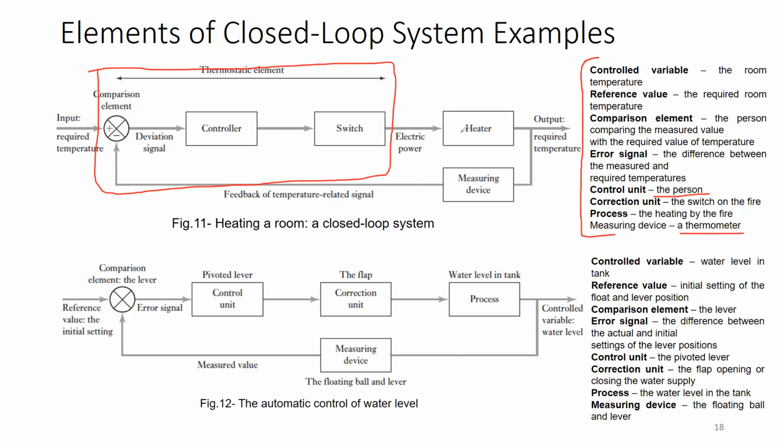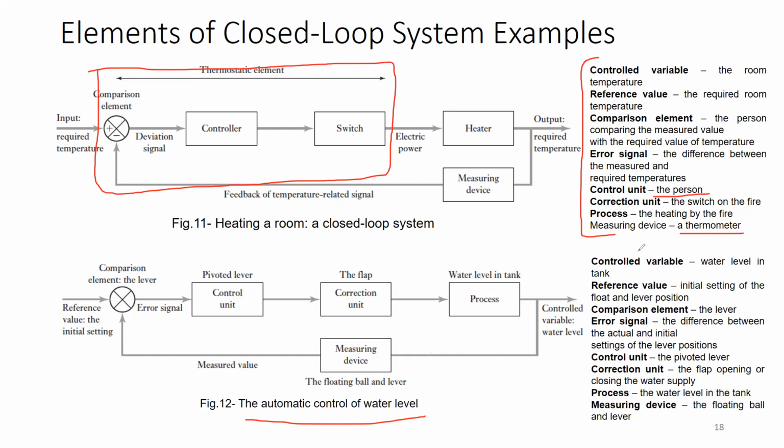How this control system can be implemented in the manual system also, that is written over here. Another example is automatic control of water level. So water is getting filled in some device, and once the water reaches a certain level in the tank, then the water supply should cut off. That is another example of an automatic or closed loop control system.